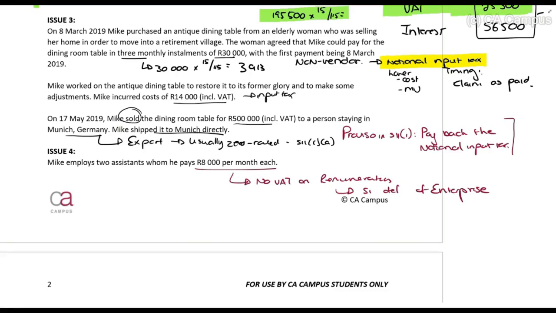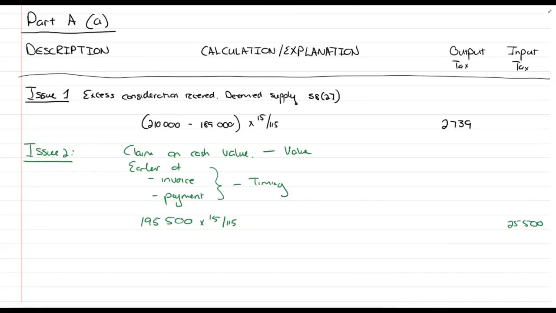Issue 3. Alright, so this is now that antique table. So one thing that we can see is 8th of March is when this person had their first 3 monthly installments. So they paid March, April, May. So May is in our tax period, so we can claim input tax for May.